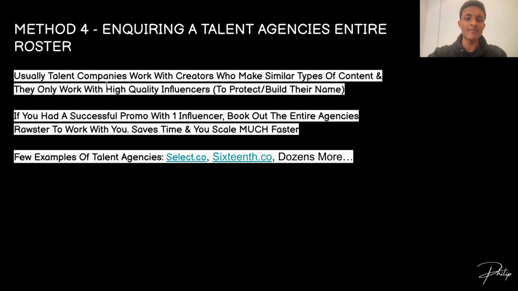So if you do have a good agency that you work with, go ahead and just book out the entire roster. Here are a few agencies that manage some really big talent on Instagram. I won't go into it, but there are really dozens of them. All you need to do once you find a good agency and the promotion was good with one influencer, is pretty much assume that the entire roster is filled with similar content-creating, high quality influencers, and go ahead and just work with all of them.